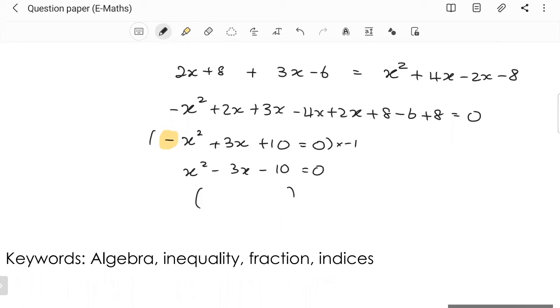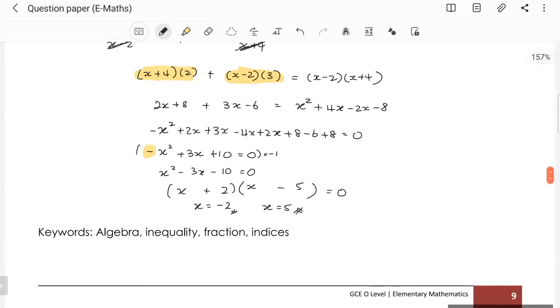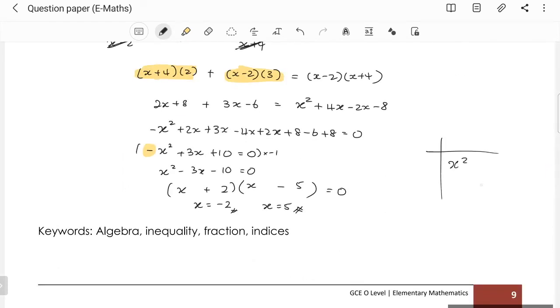So we can factorize. So we have (x - 5)(x + 2) equals 0. So what we have is x equals -2, x equals 5. Okay, you can do x and x. Then we have -5 and 2. This gives me -5x and 2x, which will be -5x plus 2x, giving me -3x.